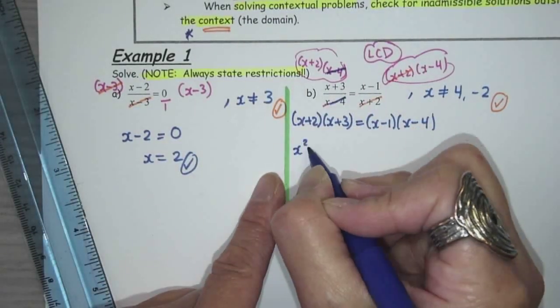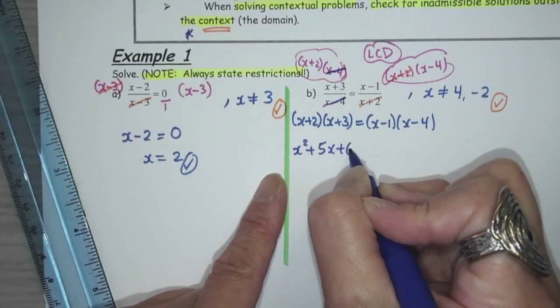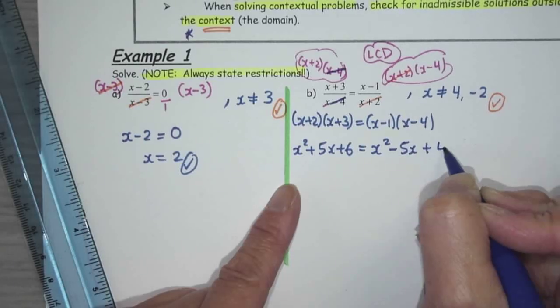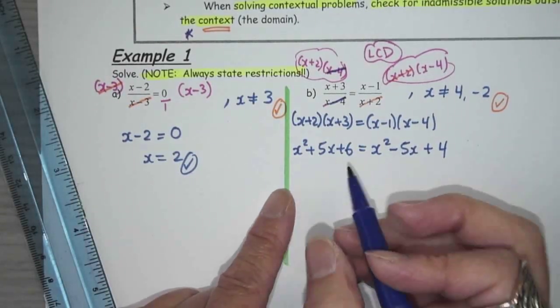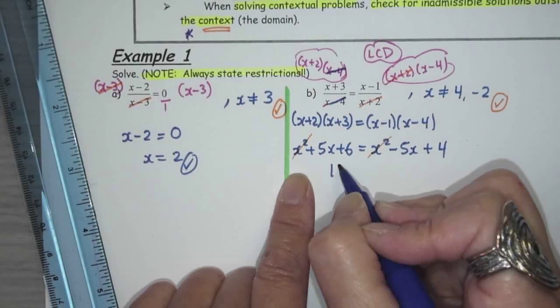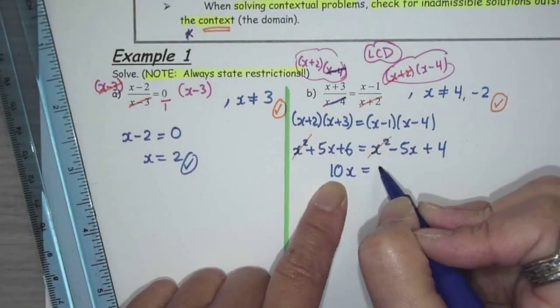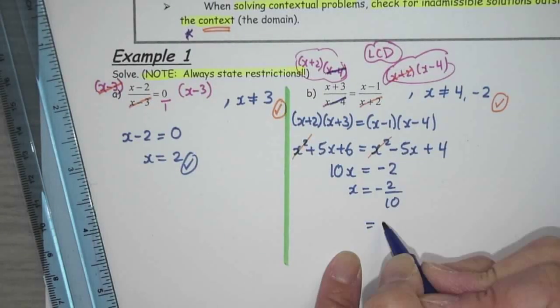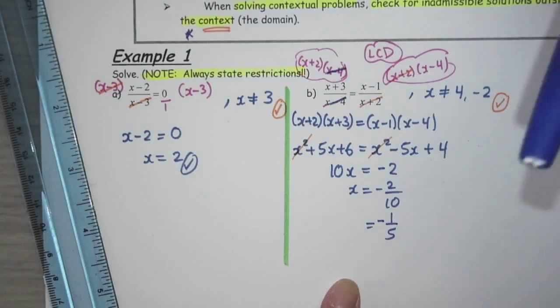So then I get x squared plus 5x plus 6 equals x squared minus 5x plus 4. And then bring the x over. So that cancels with this one. And you're going to bring 10x equals, and I'll bring the 6 over, negative 2. X equals negative 2 over 10. So then it equals negative 1 over 5.